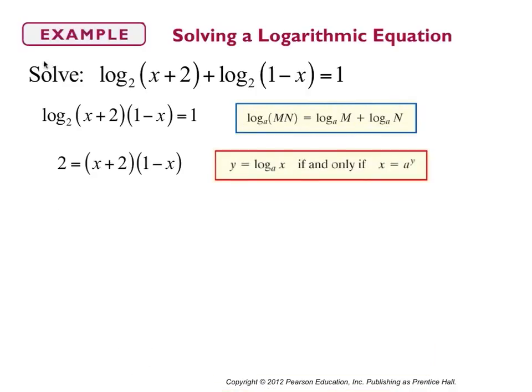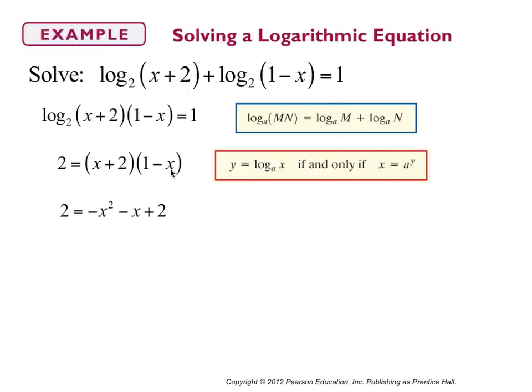Anytime you're stuck with solving these, let's say you get to this point and you're just not sure what to do, one very good option is to change it into the other form. So if it's written in log form, write it as exponential. If it's written in exponential, take log of both sides. So in this one, 2 is our base, okay? The 1 should be our exponent, so we have 2 to the first equals x plus 2 times 1 minus x. In order to solve this, we need to go ahead and FOIL this out.